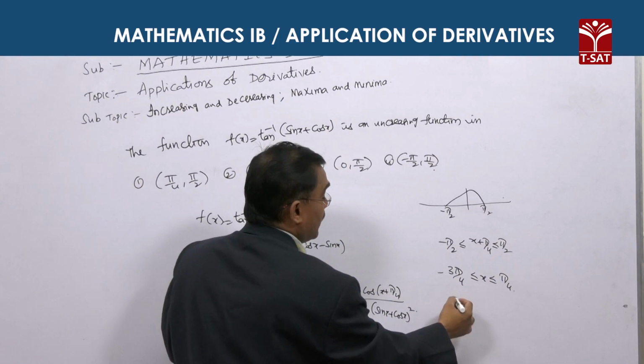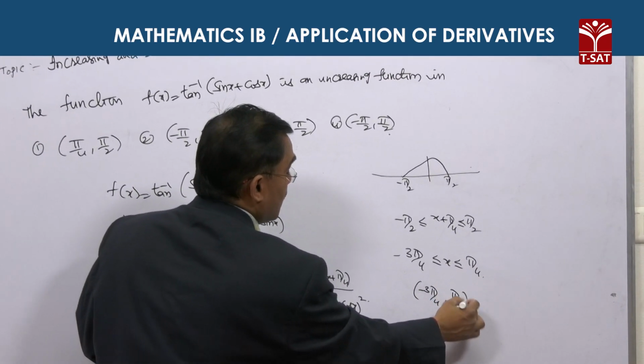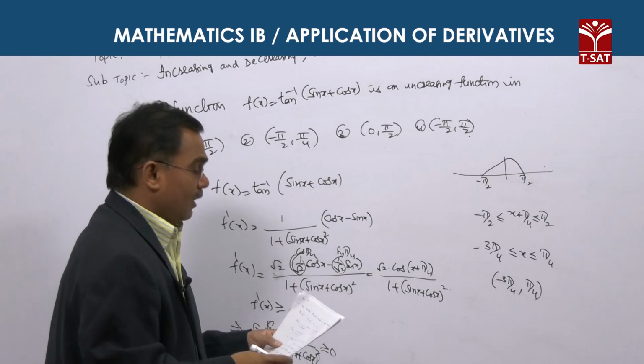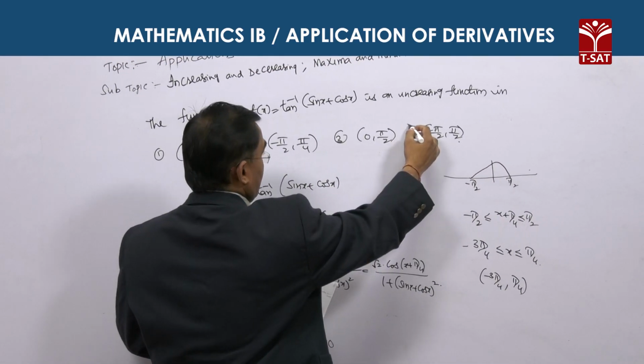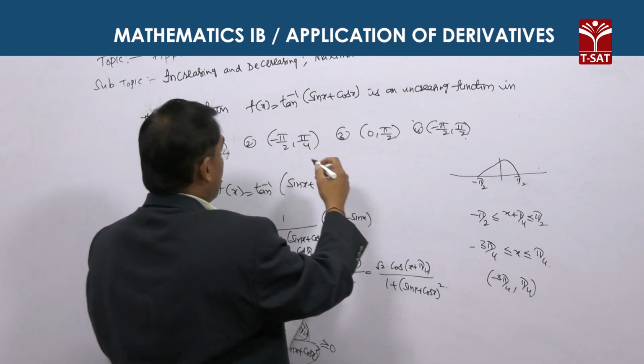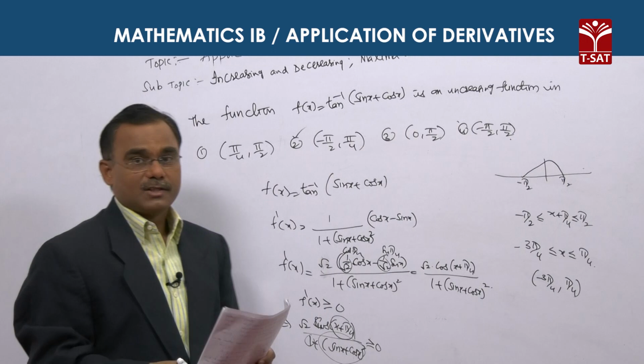So therefore the increasing interval is minus 3 by 4 comma pi by 4, which is a superset of minus pi by 2 comma pi by 4. That's why the second answer is correct.